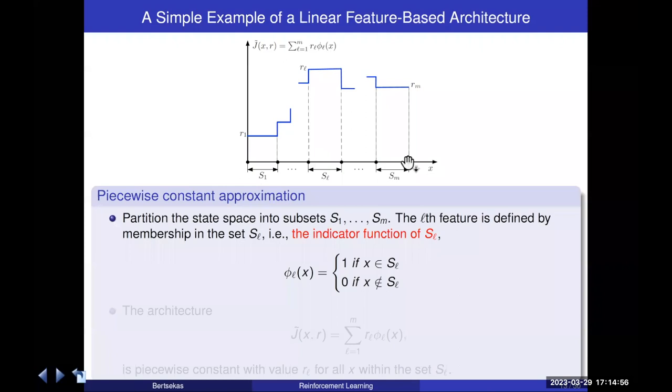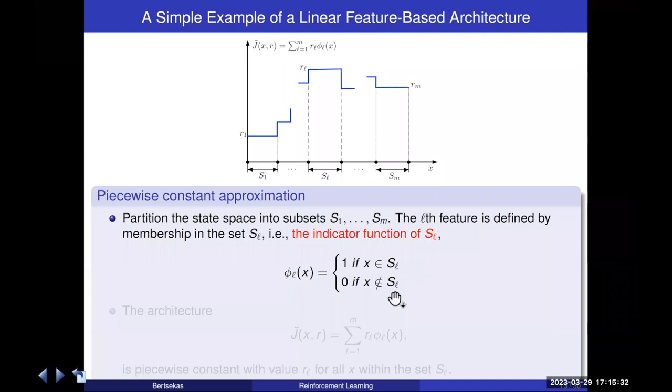in each subset. So what are the features here? They specify membership in the corresponding sets. So phi_l is equal to 1 if x belongs to the corresponding set S_l, and 0 otherwise. So in other words, given a state, this feature tells you that x lies on the right side, or in the left side, or in the middle. Okay, this is the kind of information that these features provide.